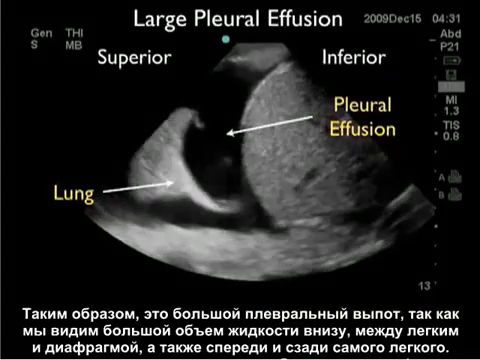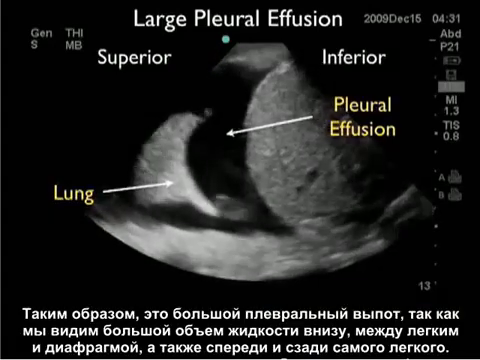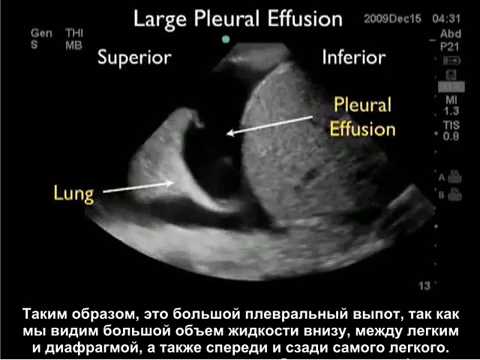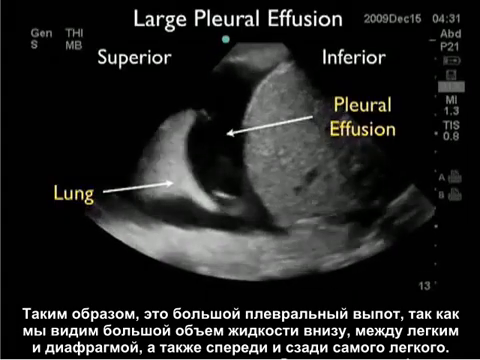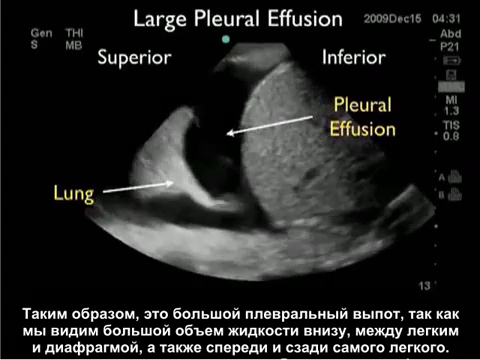So this would be a large pleural effusion as there's a large amount of fluid both inferiorly between the lung and the diaphragm and both anterior and posterior to the lung itself here.